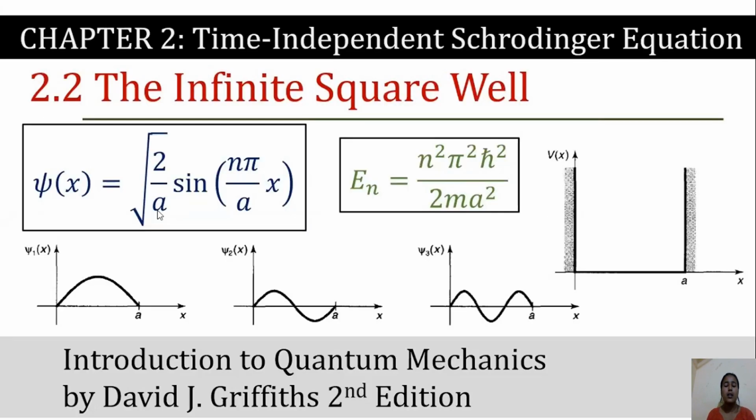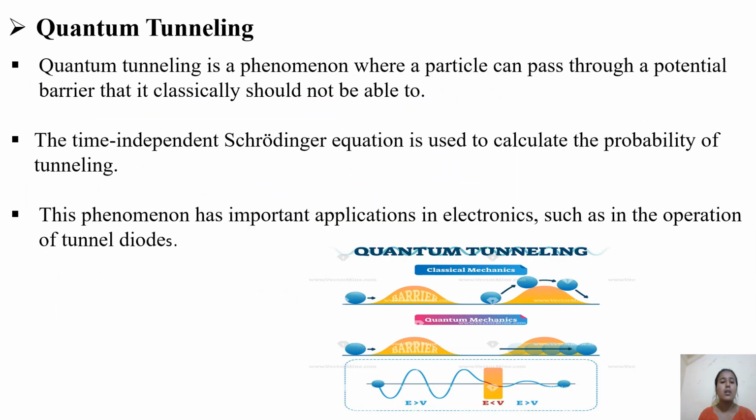The infinite square well: ψ(x) = √(2/a) sin(nπx/a), and Eₙ = n²π²ħ²/2ma². Reference: Introduction to Quantum Mechanics by David J. Griffiths, second edition.